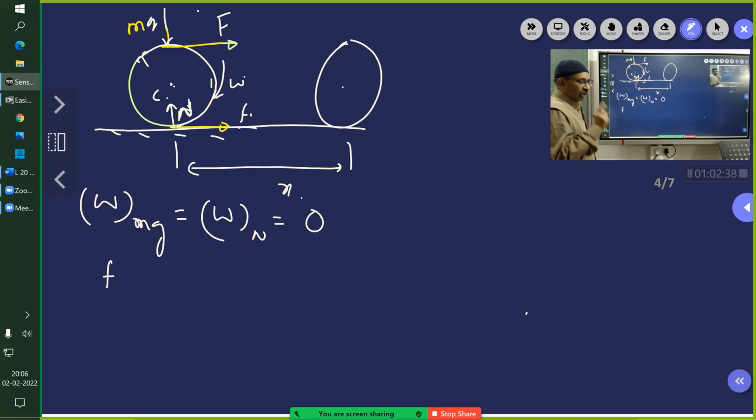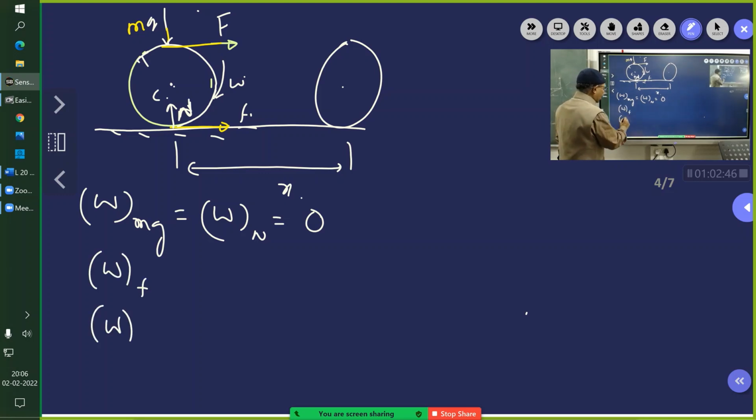Friction: it is rolling without slipping. So work done by friction, and work done by capital F and work done by small f. Work done by mg and N is 0.